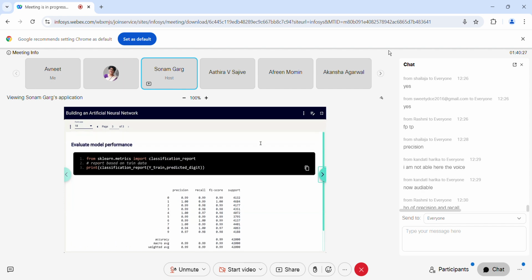So here, how do we read it? See, support is 4132. It shows us that there were 4132 instances where the label was 0. Actually, there were 4132 instances. And precision, that means how accurately your model can predict 0 is 0.99. Recall is also 0.99. F1 score also is 0.99.